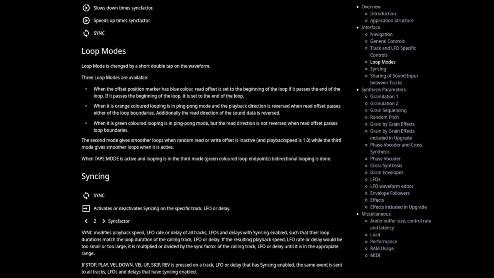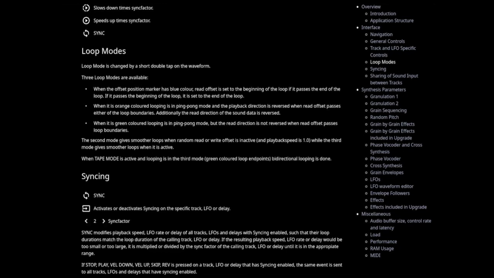Additionally, the read direction of the sound data is reversed. When it is green colored, looping is in ping pong mode, but the read direction is not reversed when the read offset passes loop boundaries. The second mode gives smoother loops when random read or write offset is inactive and playback speed is 1.0, while the third mode gives smoother loops when it is active.